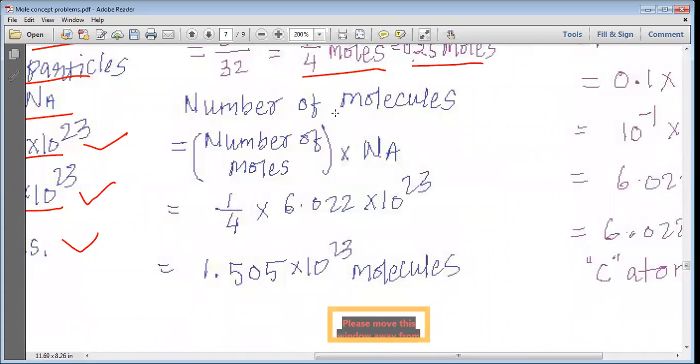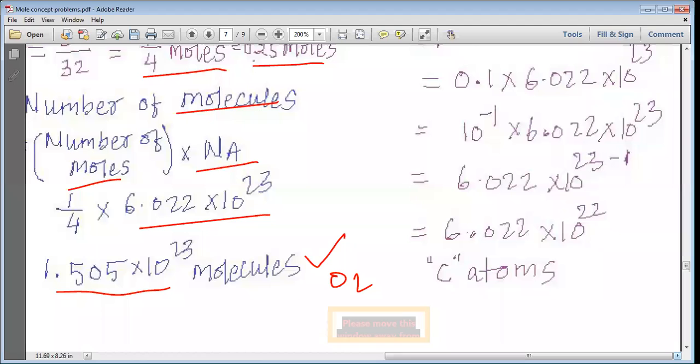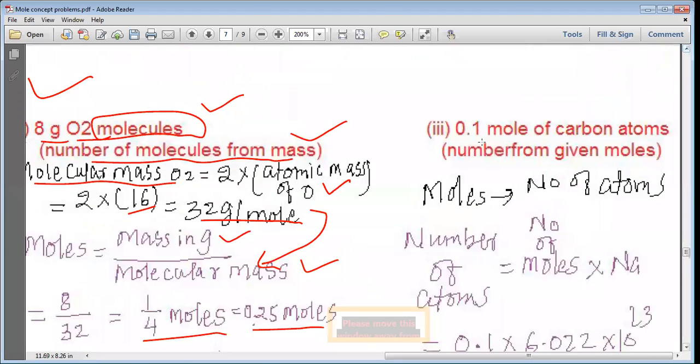Now number of molecules is equal to number of moles multiplied by the Avogadro number, that is 1 by 4 multiplied by 6.022 into 10 to the power 23. When we divide 6.022 by 4, we get 1.505 into 10 to the power 23 molecules of oxygen or O2. So this is how, my dear students, we understand the various calculations. Now we have the next question to understand. We need to understand 0.1 mole of carbon atoms.